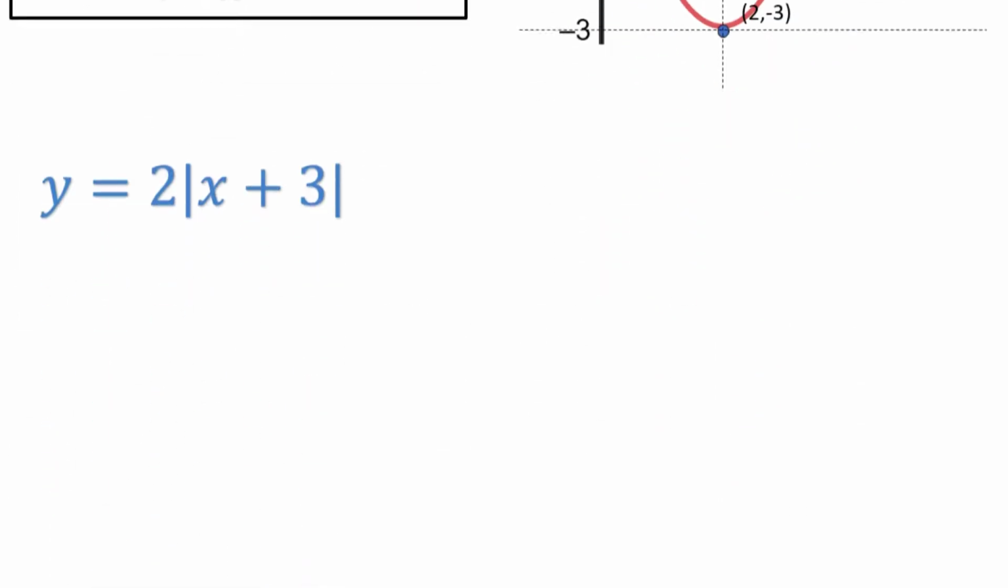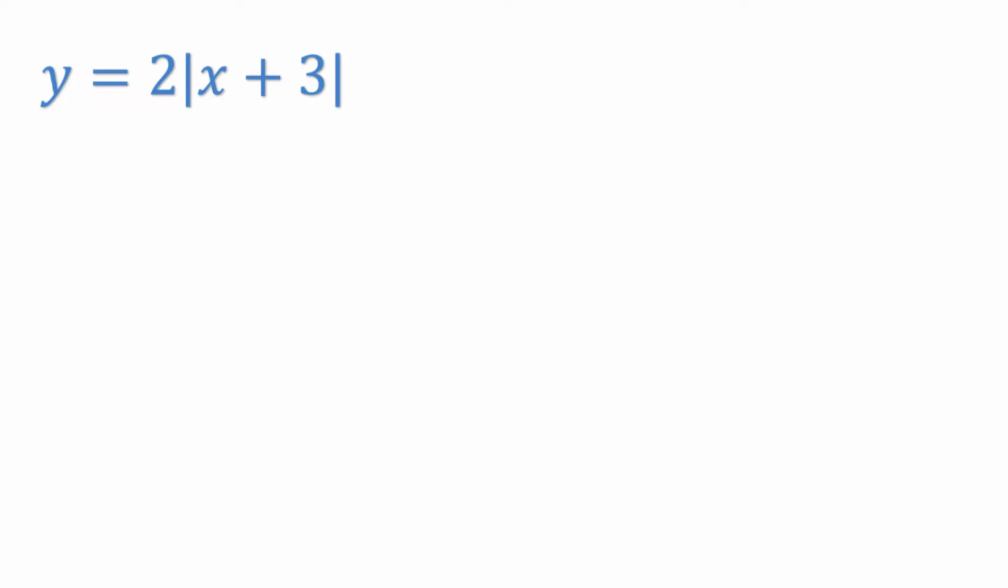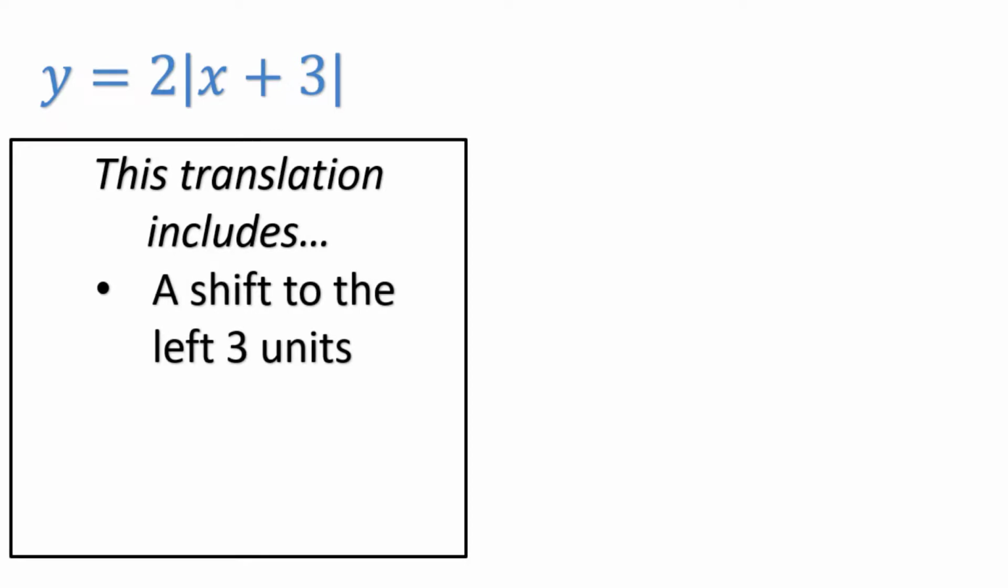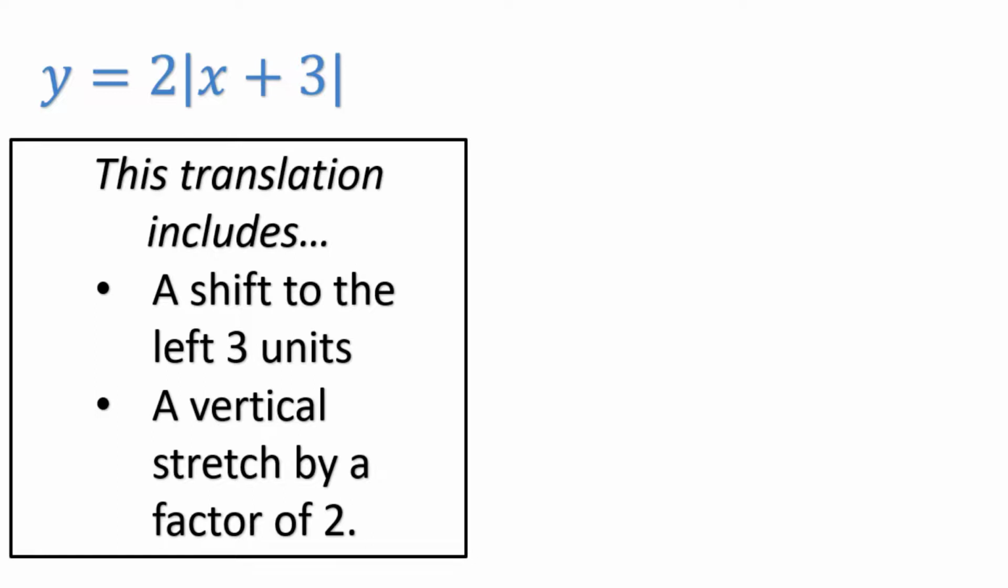How about y is equal to 2 times the absolute value of x plus 3? This translation includes a shift to the left 3 units, indicated by x plus 3, and a vertical stretch by a factor of 2, indicated by the 2 multiplying the function.